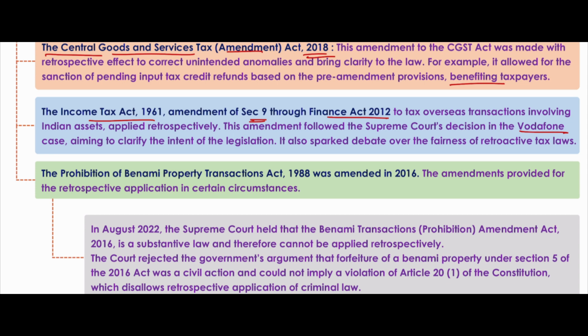Another interesting example is the 2016 amendment of the Benami Properties Act. This was a situation where the government claimed that the amendments enabled a civil action whereby the Benami property would be forfeited or taken over by the government. But the Supreme Court held that this amendment was not procedural in nature. This was in fact a substantive law. Therefore, it cannot be applied retrospectively. Also, the forfeiture of the Benami property was a punitive action, leading to a penalty or a punishment, similar to a criminal law. Therefore, it cannot be applied retrospectively.